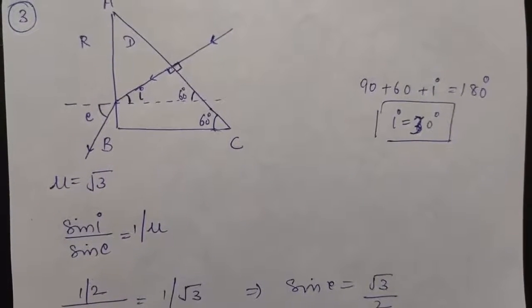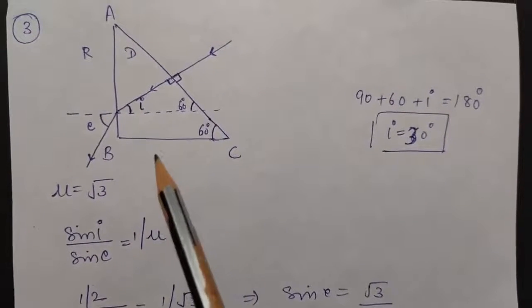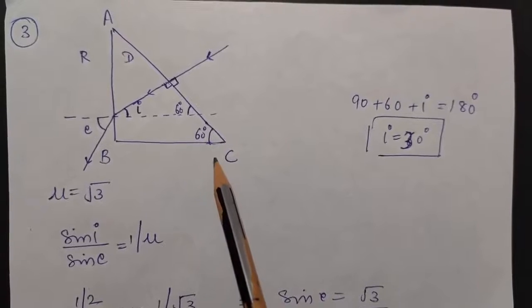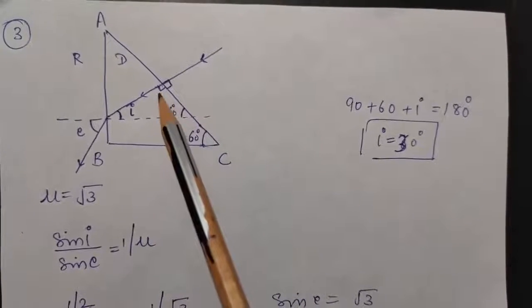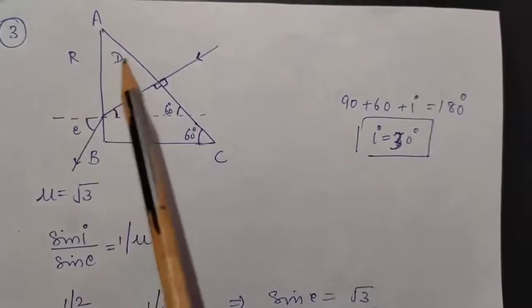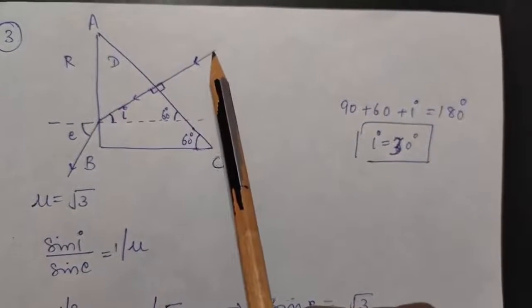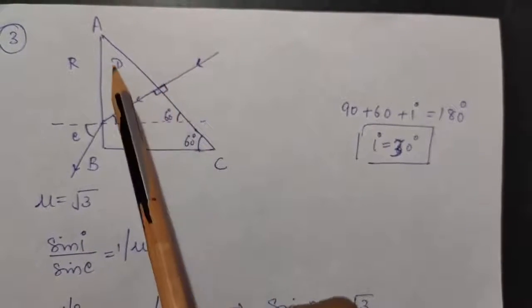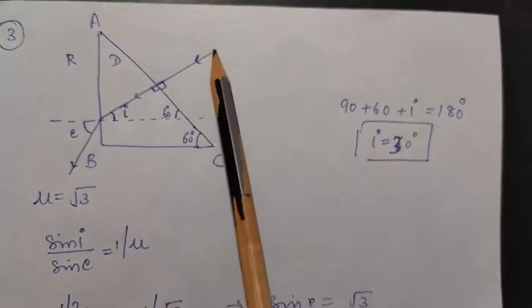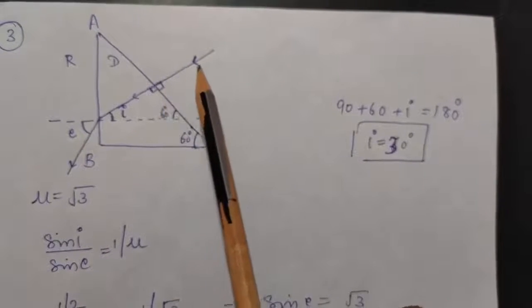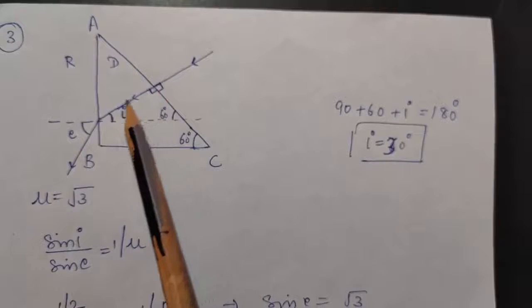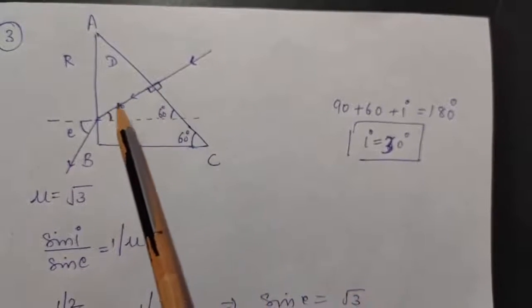Next is question number third. It says you are given a prism and you have to trace the path of this ray which is passing like this. Okay, so now as you can see, and it is given in the question as well, that this ray is falling normally on the face AC. So because this is a case of normal incidence, this ray will pass undeviated through the prism. So this ray will go like this only.